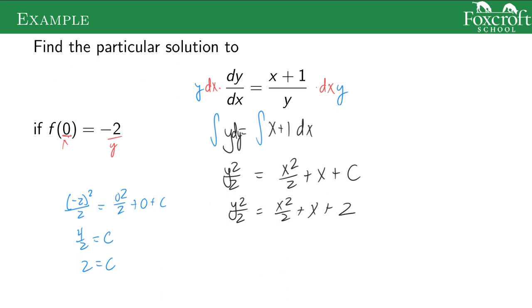And now I can figure out what y is. So first thing I have to do is multiply everything by 2. And then take square roots of everything.